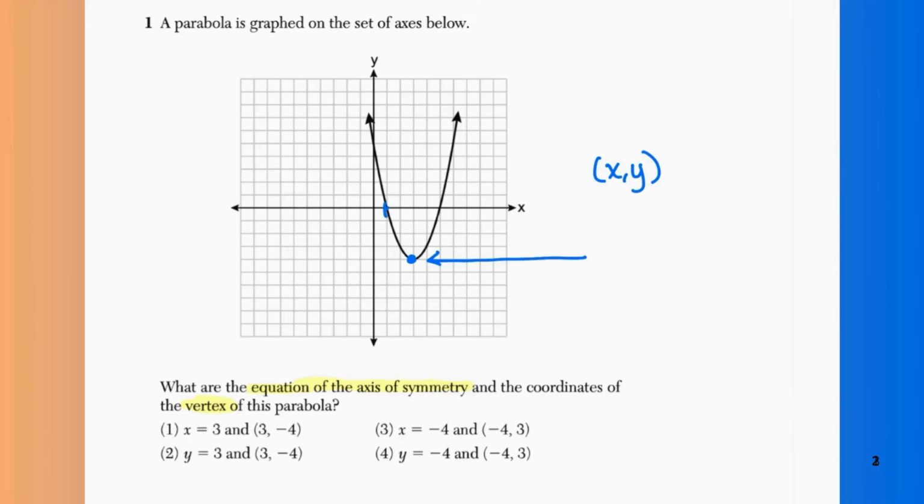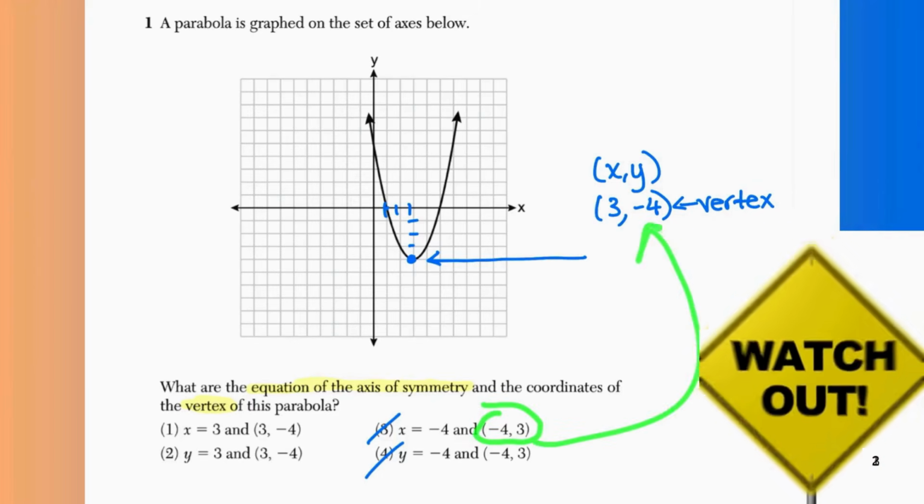It's our minimum. It is our vertex. So now we just have to read our coordinates. I'm going to go 1, 2, 3 over for my x coordinate, and then I'm going to go 1, 2, 3, 4 down for my y coordinate, so that is a -4. So I already have the vertex portion of this question. That means I can eliminate answer choice 3 and 4, but please notice that the vertex they had, while it's incorrect, looks very close to the correct vertex.